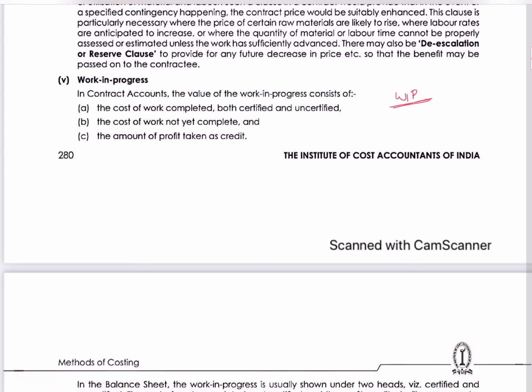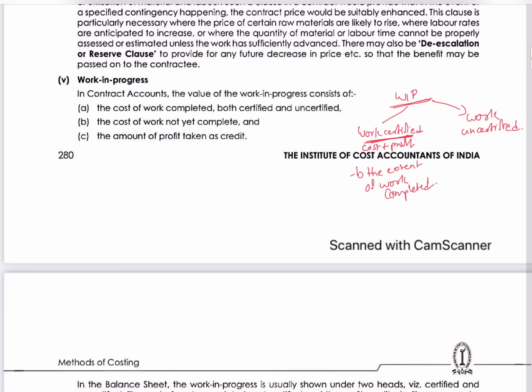we can divide into two parts. One is work certified and the other one is work uncertified. Okay. So what is work certified? Work certified is that which the surveyor came and verified and said, okay, this work is completed. So accordingly, what is the price of it with the profit element? Okay. So work certified will be cost plus profit element to the extent of work completed.